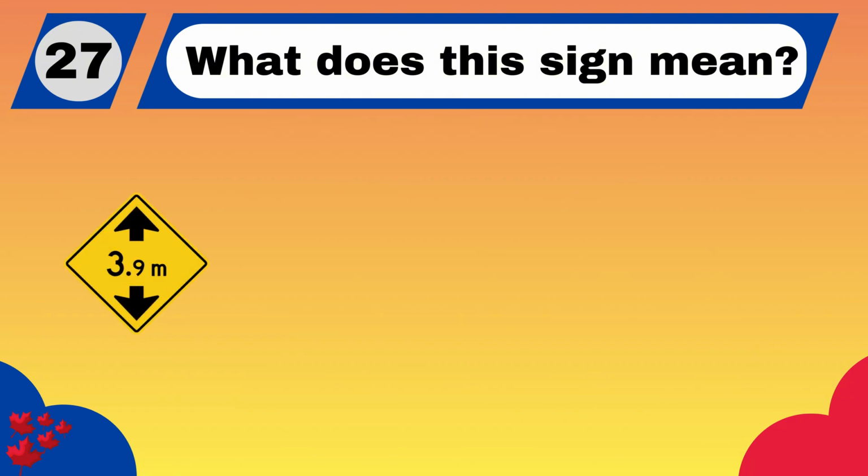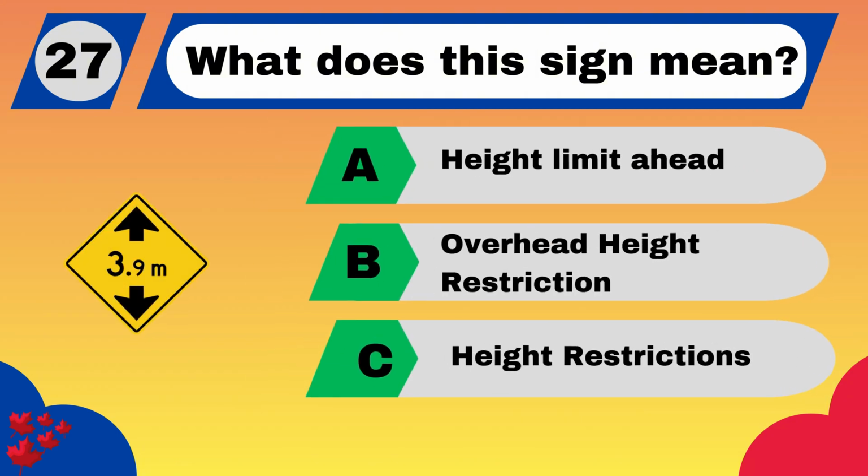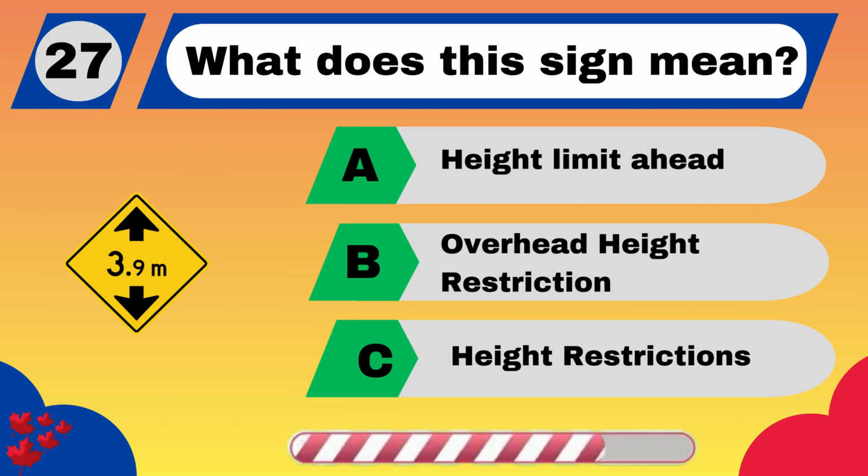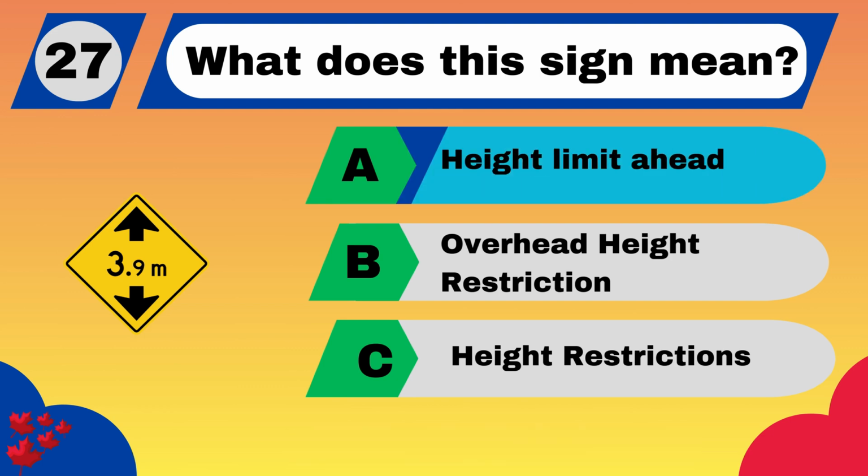Question 27. What does this road sign mean? A. Height limit ahead. B. Overhead height restriction. C. Height restrictions. That's the one. A. This sign warns of a height limit ahead.